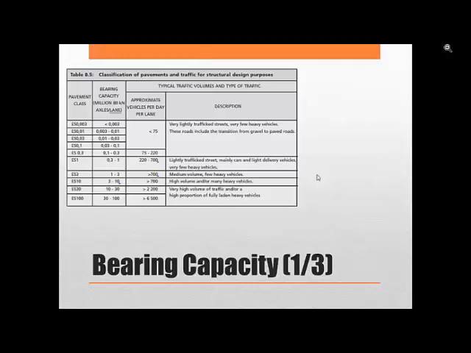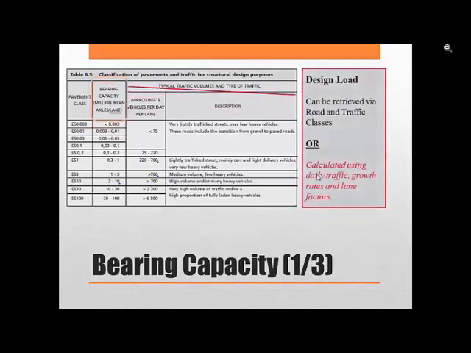Pavements are designed for a number of standard 80 kN axles. The total number of standard axles that a pavement structure will be able to carry over its design life is referred to as the bearing capacity of the pavement. This table summarizes the bearing capacity interval known as pavement classes.